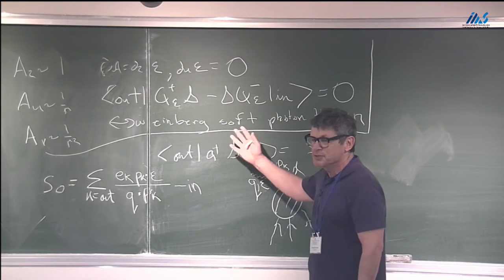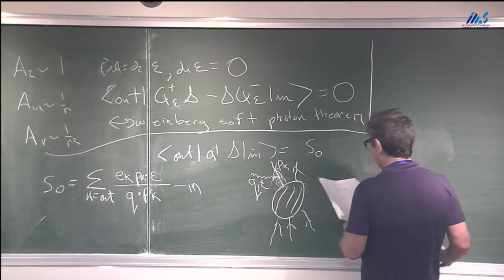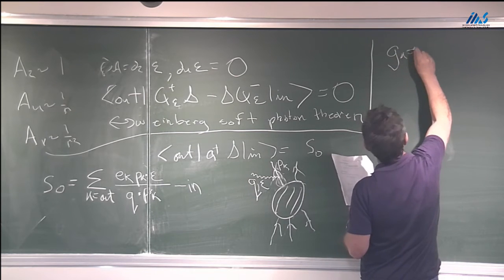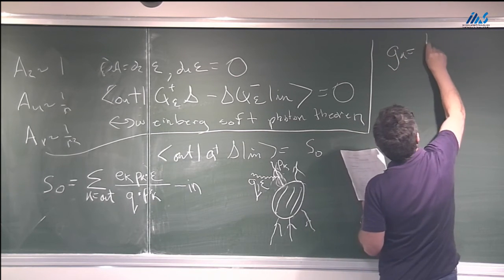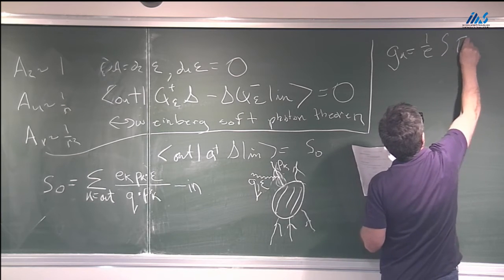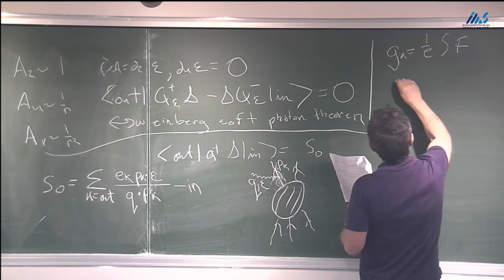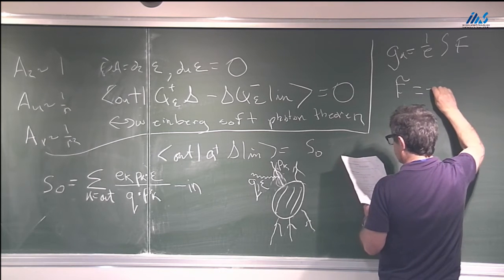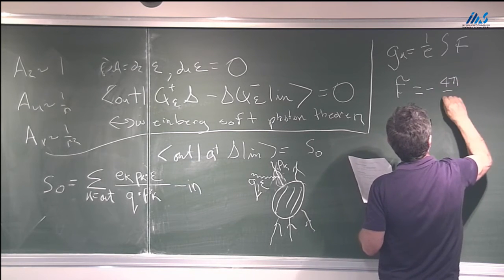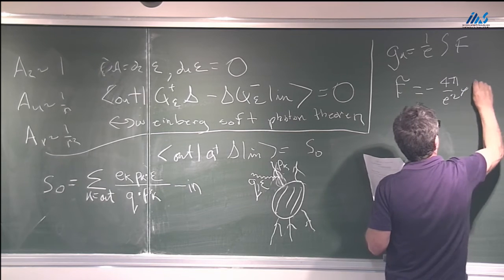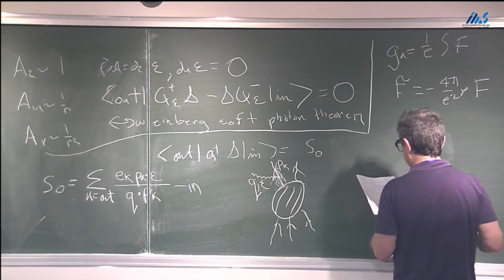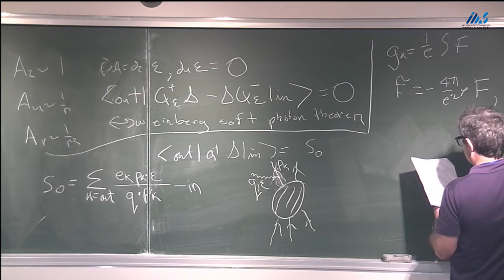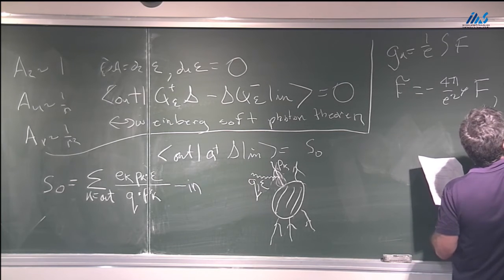But I'm just going to do a field redefinition. We have monopoles now, whose charges are g_k = 1 over e times the integral of F. And so we define in the usual way, F dual is minus 4 pi over e squared times the Hodge dual of the usual F. e dual, the dual coupling, is 4 pi over e.